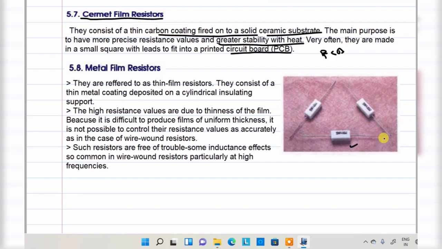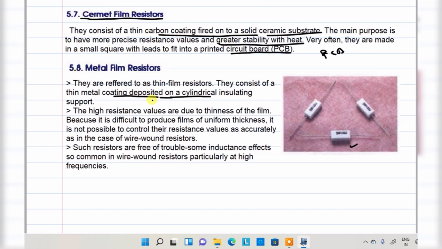Look at here, these are the metal film resistors. So in this case, what is the difference between them and the carbon composition or wire wound? It is somewhat different here. They are preferred for thin film resistors. Thin film resistors consist of a thin metal coating deposited on a cylindrical insulator.